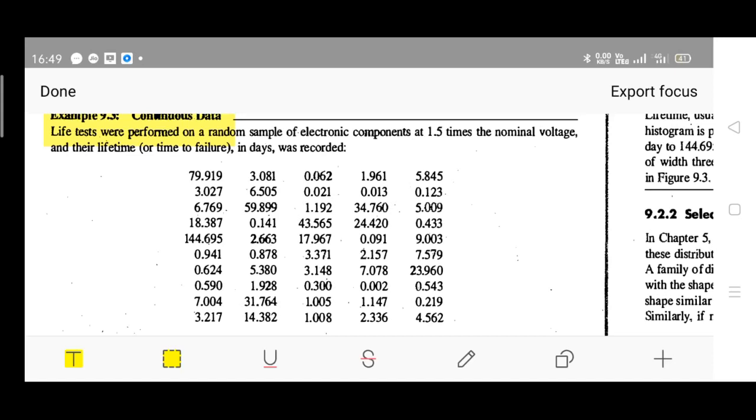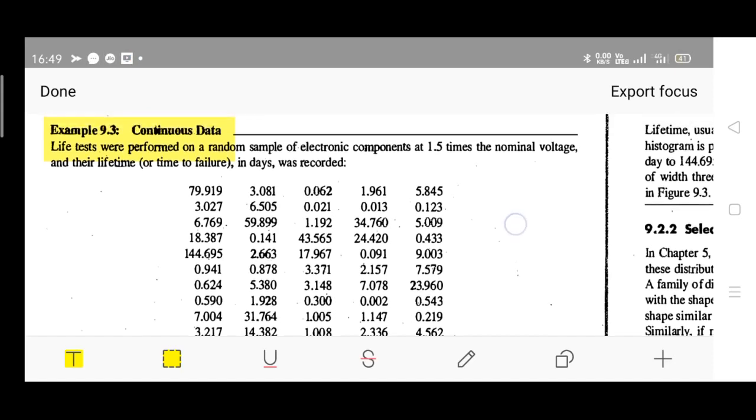Next is the continuous data. We'll take an example for this. A life test was performed on a random sample of electronic components. The life test on the electronic components is performed at 1.5 times the normal voltage, and their lifetime, or time to failure, in days was recorded.